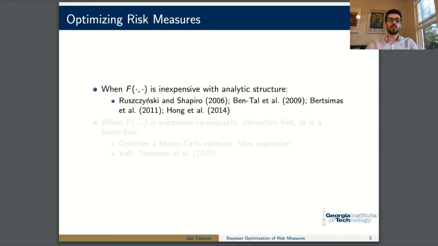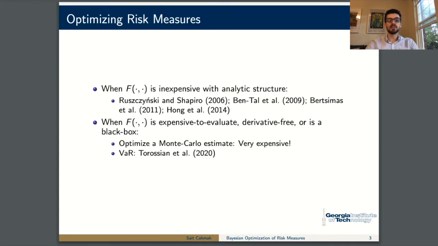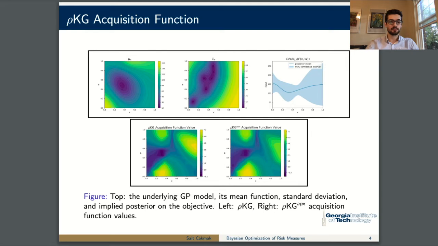Optimizing a risk measure is well understood when f is an inexpensive function with a convenient analytical structure. However, when f is expensive to evaluate, derivative-free, or is a black box, we do not have many options, and I have to refer you to our paper for more details on this.